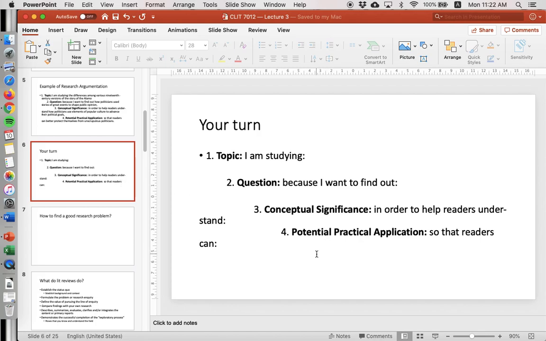Whereas the potential practical application, you're going to have to think about that a bit more. But don't worry, that is something that happens more in your conclusion.